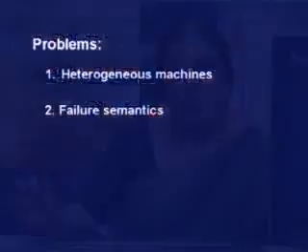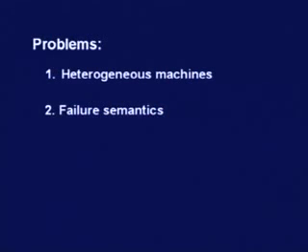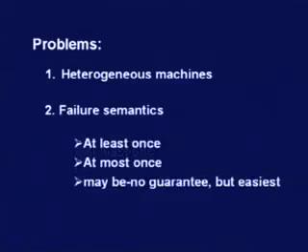But if the two machines are heterogeneous, then what happens? That is a problem with message passing. If we have a machine with the Linux operating system on one and Windows on the other, they may not be compatible. And what is called the failure semantics is also an important aspect of message passing.